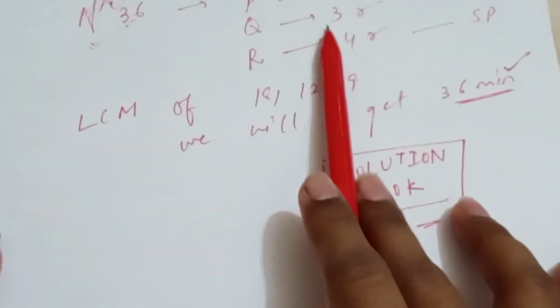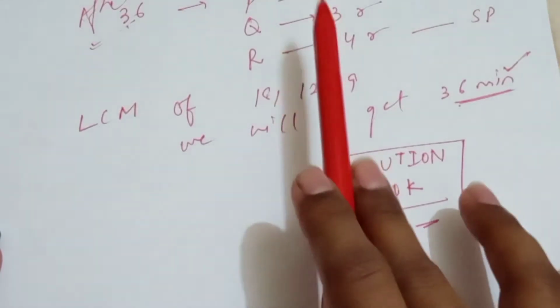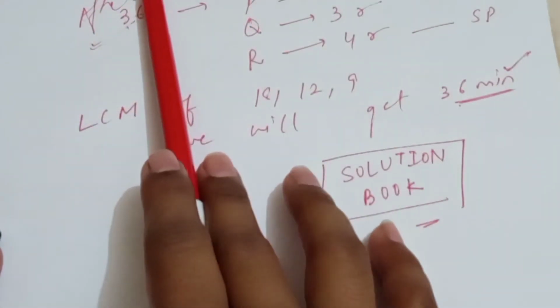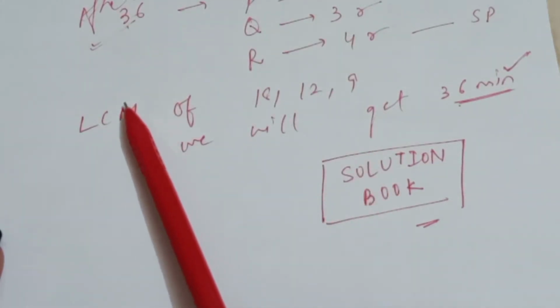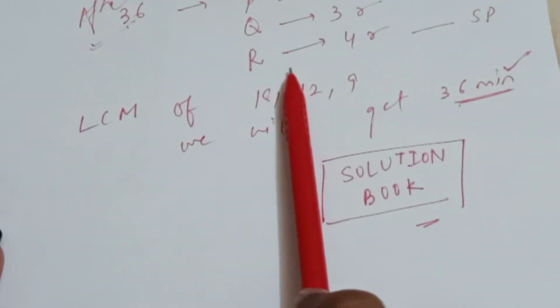And this type of question comes many times in the exam. Whenever the time taken by the cyclist is given, you have to simply take the LCM. Whenever the speed is given, you have to calculate the time taken by them. Okay?